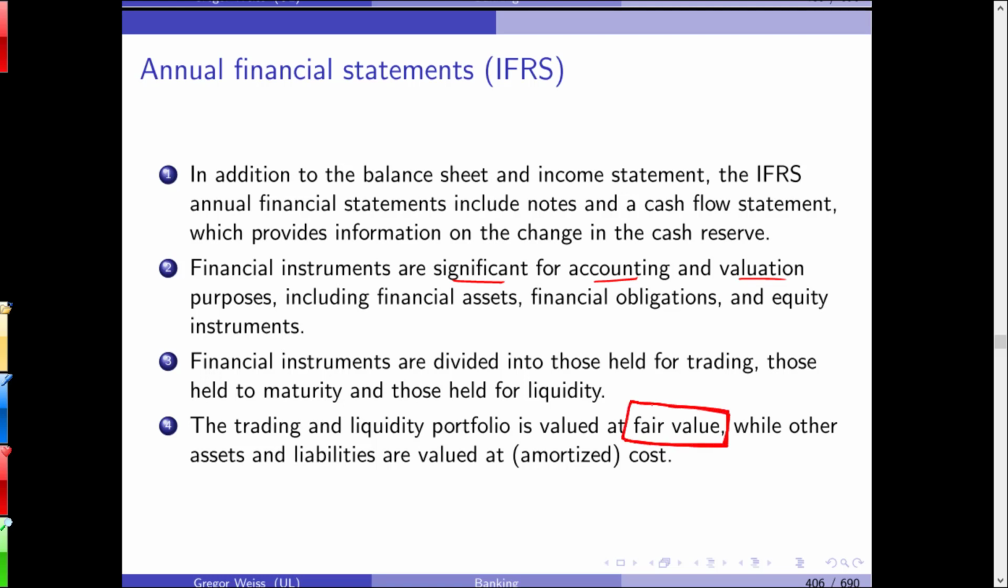This actually is a very small piece of information in a sentence on the far bottom of this slide, but one cannot stress enough the importance of fair value accounting under IFRS. This is one of the major differences between German commercial code and German GAAP and IFRS. Fair value accounting. What does it mean?